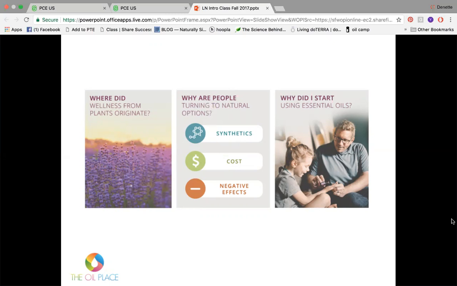So why are people turning to natural options? Just a couple things briefly that I'd like to discuss: people are tired of the synthetics that are added into over-the-counter and pharmaceutical drugs. They're tired of the side effects that they're getting. You go in to get an over-the-counter or a prescription drug for toenail fungus, and there are 75 side effects that are going to come along with trying to treat that toenail fungus.